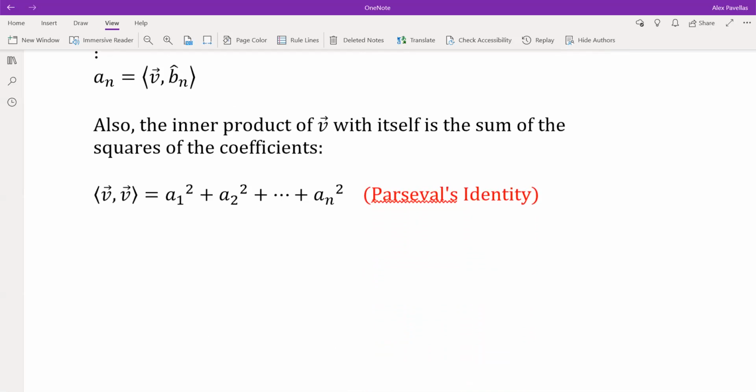Also, by the way, there's something called Parseval's identity. If you have an orthonormal basis and you figure out all of those coefficients, the inner product of V with itself is just the sum of the squares of the coefficients. This is essentially a generalization of the Pythagorean theorem, and it's called Parseval's identity, named after a guy named Parseval.